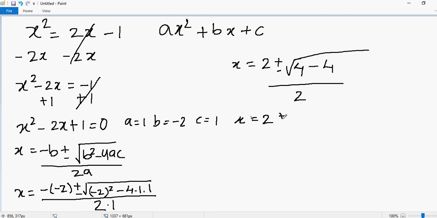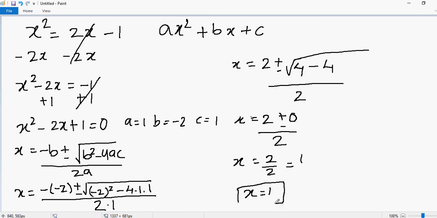2 plus and minus 4 minus 4 will be 0, and the square root of 0 will be 0. And then we have 2 at the bottom. So x is equal to 2 plus and minus 0 will be, well, 2 plus 0 will also be 2, and 2 minus 0 will also be 2. So 2, this will stay 2, and 2 divided by 2 is 1. So the solution to this equation is x is equal to 1. So there's only one solution to this equation, x equals 1.